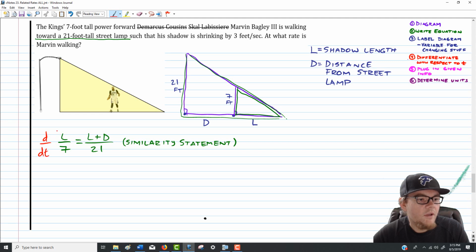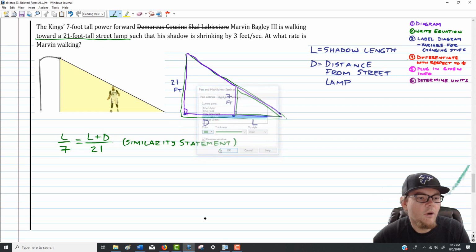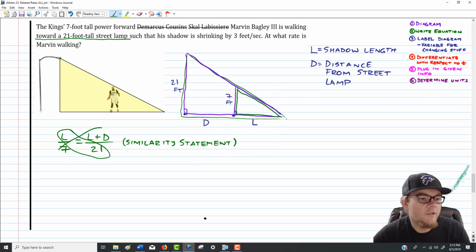When we go to differentiate it implicitly though, there's a couple things that I see here. First and foremost, I see that we've got kind of these awkward fractions. So to simplify things, I'm actually going to pause for just a second before I differentiate, and I'm going to rewrite this equation in a slightly cleaner form. I'm in fact going to cross multiply. You'll see why in just a second. So in this case we have 21L equal to 7 quantity L plus D, and that means we get 21L equals 7L plus 7D.